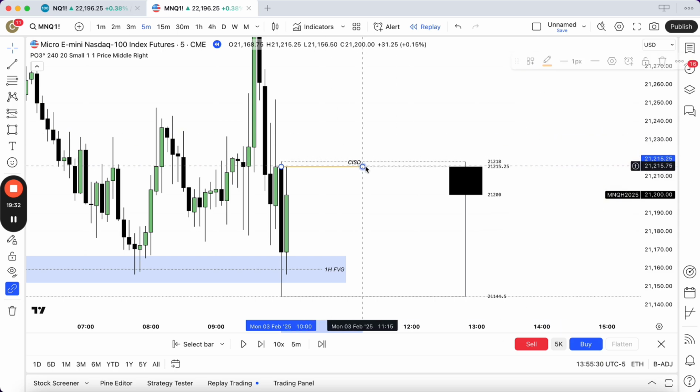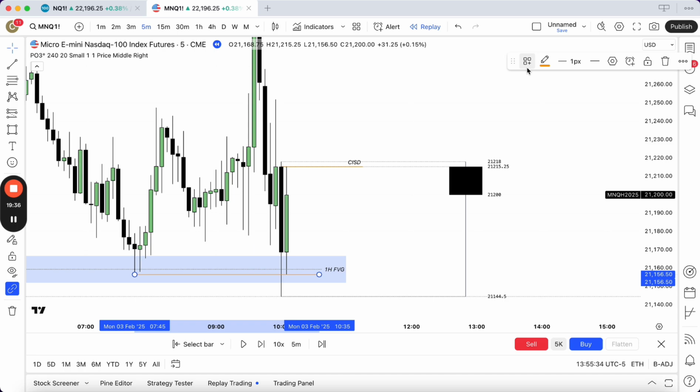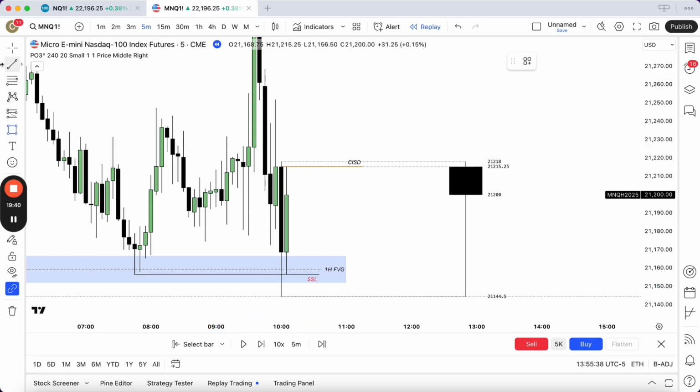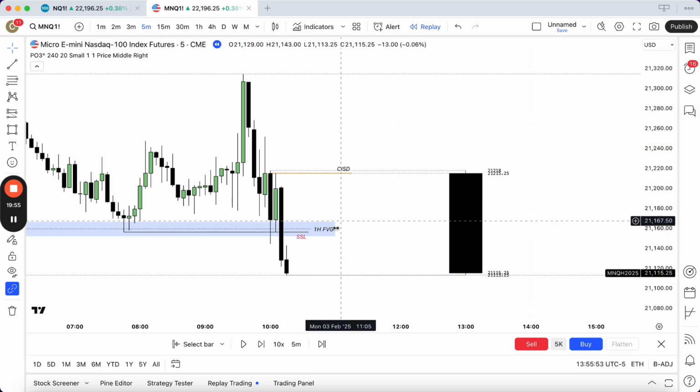Because we swept these lows, right? And this was the single down close candle that swept that low, right? So a closure above this down close candle would be the change in state. So let's see what happens. Well, looks like we made a new low.